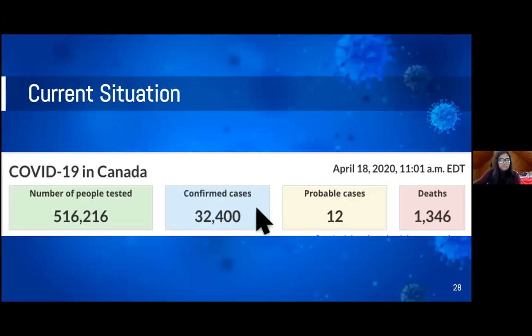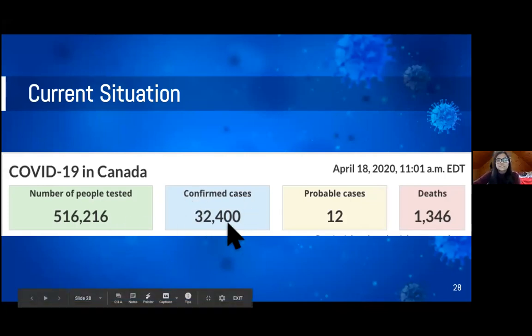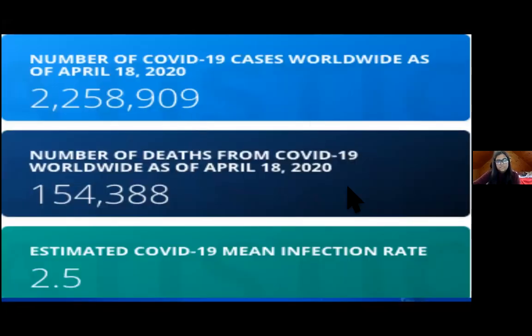So again, some more facts. Number of people tested in Canada as of this morning, so 11 o'clock, 516,216. Confirmed cases, 32,400. Probable cases, we're looking at 12, and deaths, 1,346. And then this is more statistics worldwide.